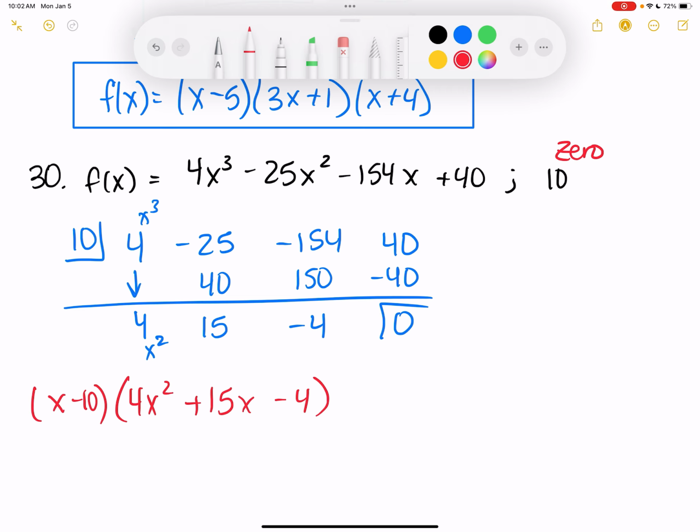Okay, so I need to factor this to find my zeros. So I need factors of negative 16 that add up to positive 15. Boy. 16. Wait.